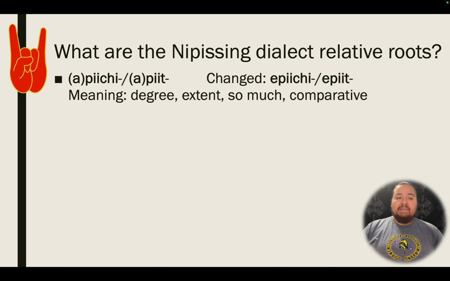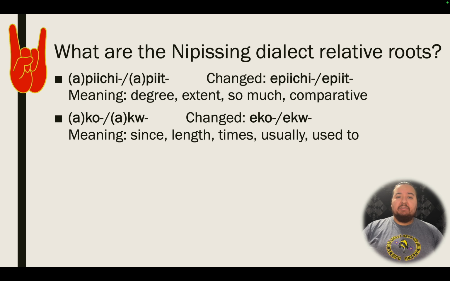Next we have, instead of apiche, piche or peat. Its changed form is epiche or epit. This also means the degree, extent, so much, and can also be used for comparison. Next we have ku, and its changed form or C form is eku. And again, this means since, length, times, and can also mean usually or used to.